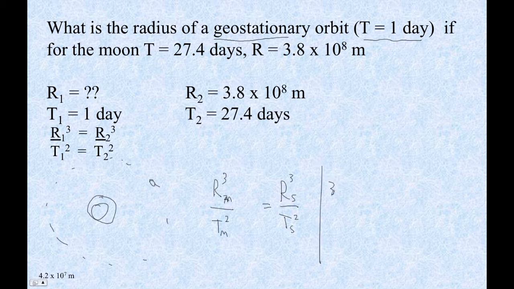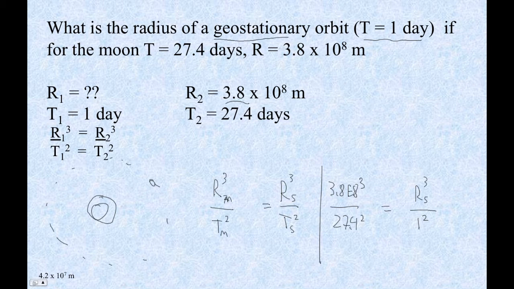The moon is 3.8 E8. That's its radius of orbit. Raise that to the third, divide by 27.4 squared. That equals the radius we're trying to figure out, the radius of the satellite to the third over 1 day squared. So now we're all set.